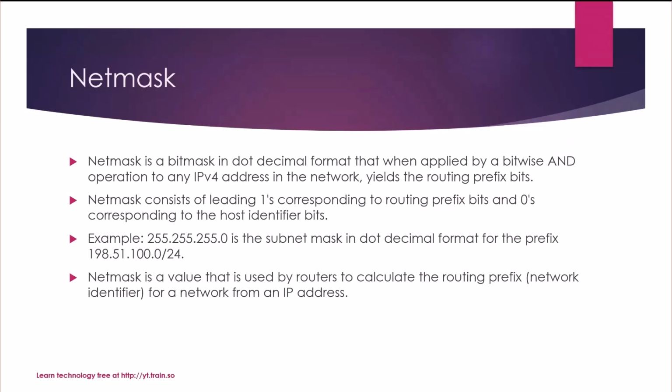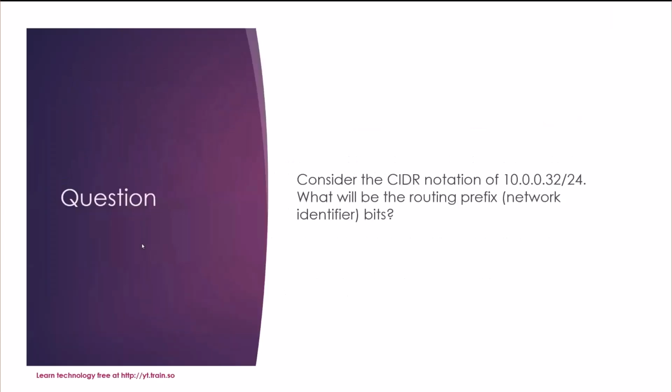Okay, net mask is a value that is used by routers to calculate the routing prefix from an IP address. All the routing prefix side, you will have ones, and rest you will have 0. Whatever is there in the routing prefix side will be returned as is. And whatever is there on the other side will be 0. So just play around with a little bit of binary addition.